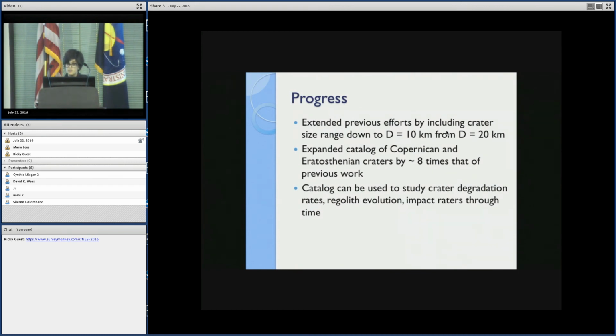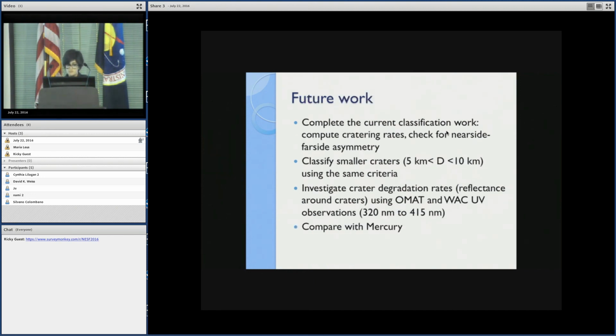Progress so far: we've extended previous efforts by including crater size range down to 10 kilometers. We've also expanded the catalog of Copernican and Eratosthenian craters by nearly 8 times that of previous work. Furthermore, this catalog can be used to study crater degradation rates, regolith evolution, and impact rates through time.